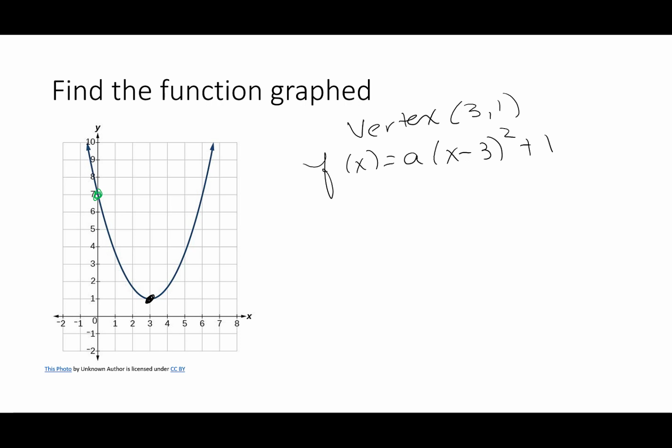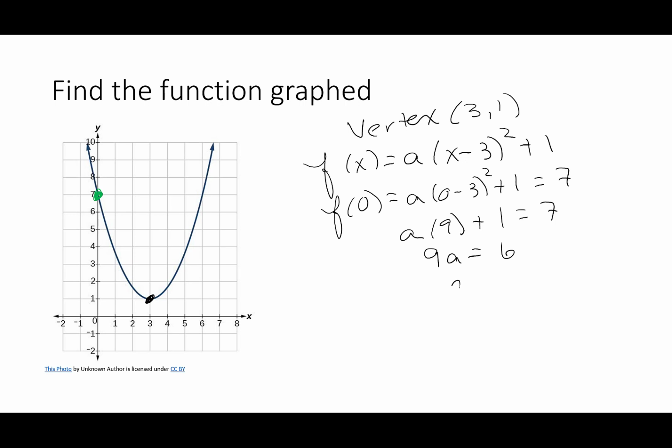So the easiest way for us to do that is we're going to take this y-intercept and use that. And how I'm going to use it is I'm going to say if I calculate f of 0, which is a times 0 minus 3 squared plus 1, I'm supposed to get 7. So this says I have a, negative 3 squared is 9, plus 1 is 7. So that says 9a. I can move the 1 over and get 6. So a is 6 over 9, which we can reduce to 2 over 3. So this function is 2/3 of x minus 3 squared plus 1.